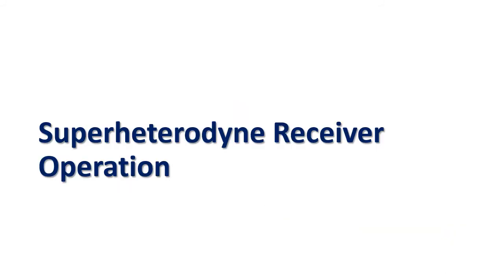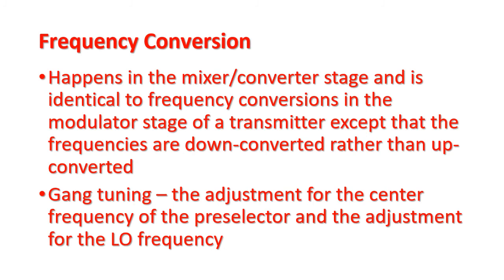Superheterodyne receiver operation. First, frequency conversion. Frequency conversion happens in the mixer or converter stage, and is identical to frequency conversion in the modulator stage of a transmitter, except that the frequencies are down-converted rather than up-converted.